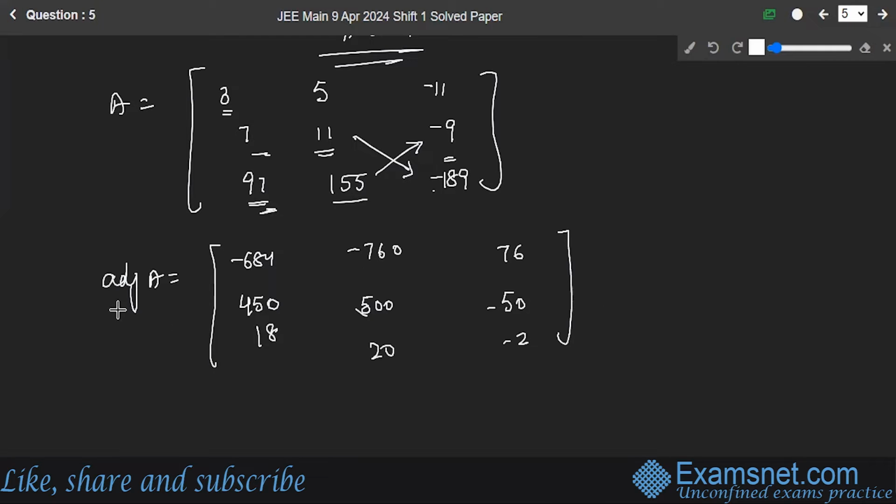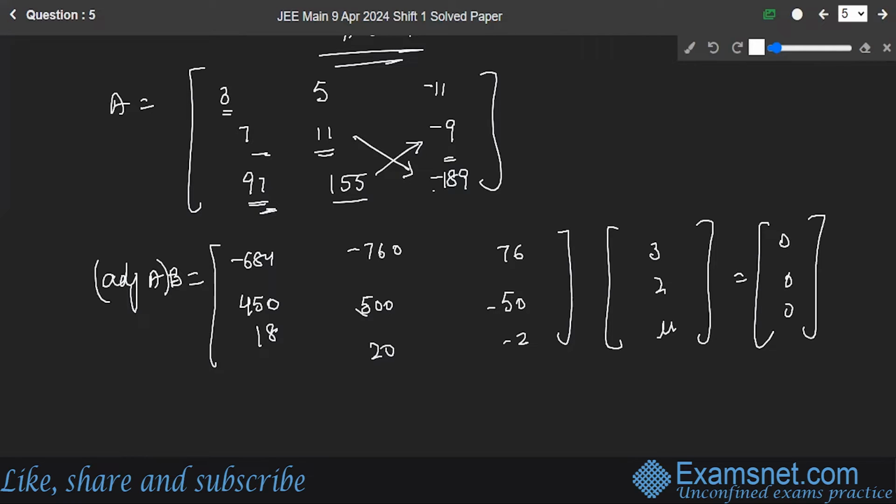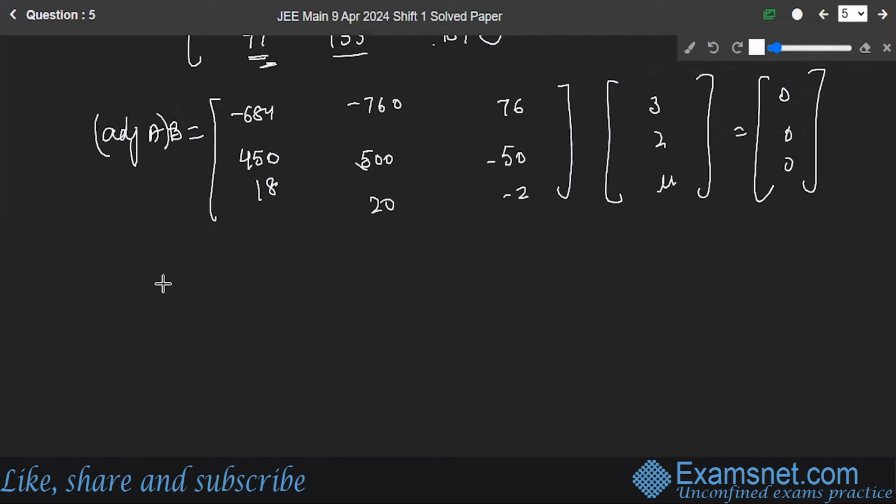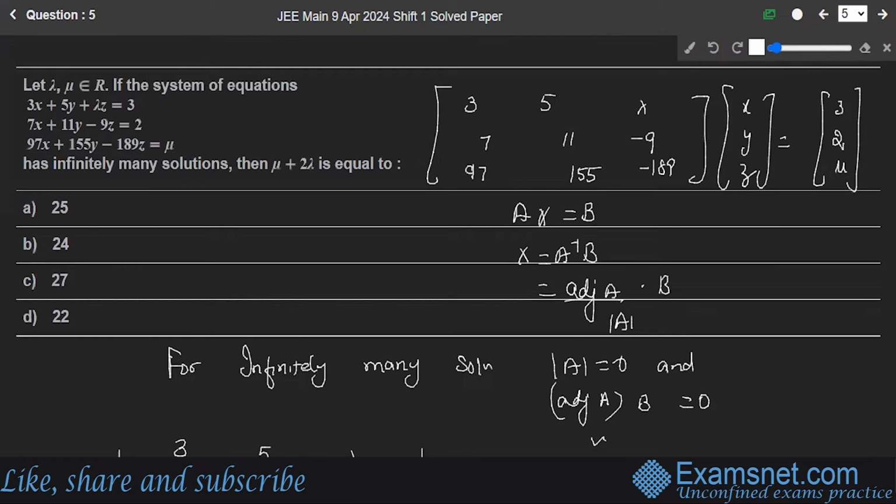And if I multiply this with the B matrix, B matrix was 3, 2, and mu. For infinite solutions, this has to be equal to a null matrix. So let's do the multiplication. This is first row, this column plus this into this plus this into this. So you will have 54 plus 40 minus. I'm not considering the first, right? I'll be taking only this value, the third row.